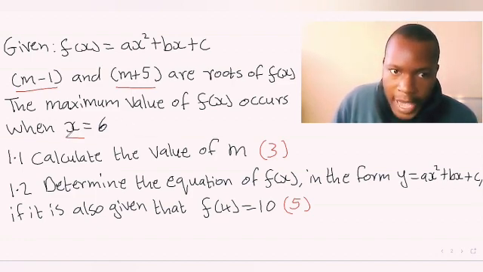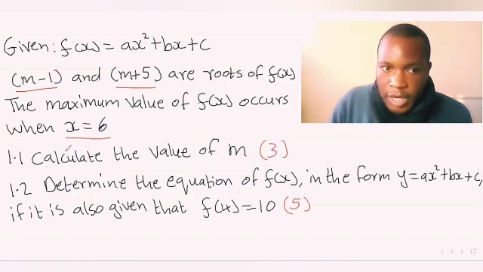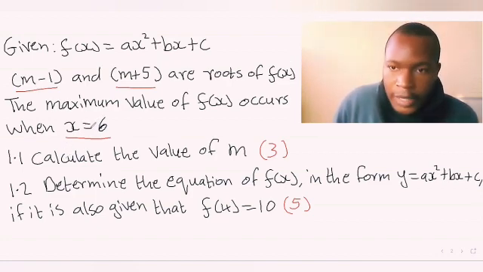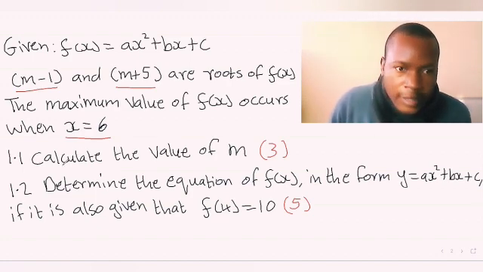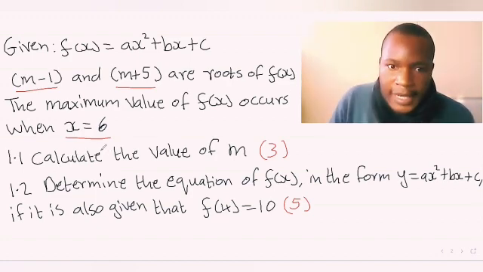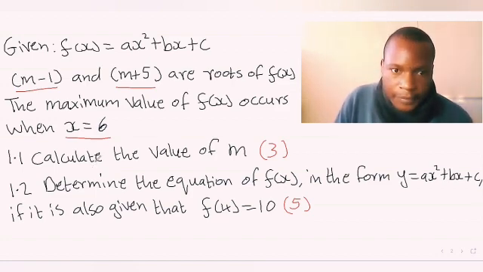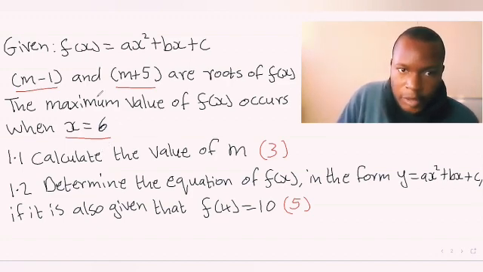So now that would be the axis of symmetry. It means if we had to sub in this x value into the equation, we should then get a maximum value of y. Let's move on to the question itself. Question 1.1 wants us to calculate the value of m. To calculate the value of m, we have been given the roots.